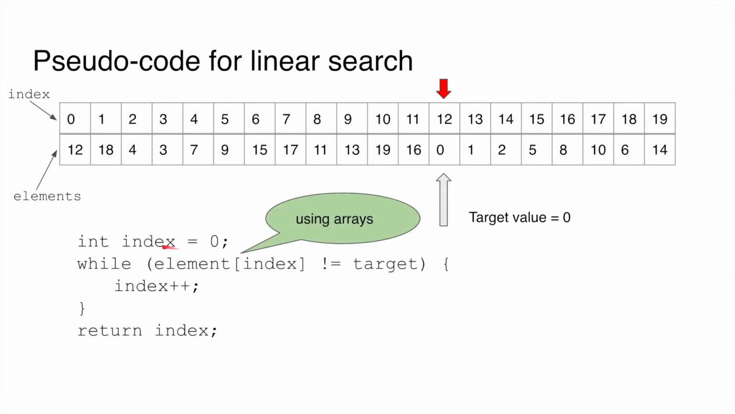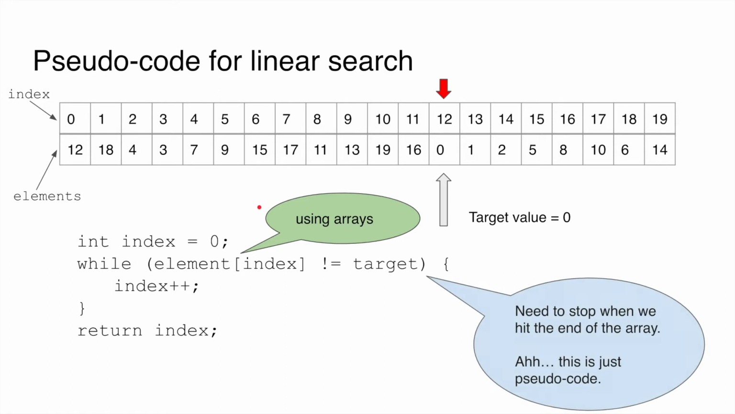So we would do a while loop. While the element at our index is not equal to the target, we increment our index. And then we go through. Nice, right? Okay, did you catch it? This has a bug. This would continue to go if our element doesn't exist in our array. So we'd have to add another condition to make sure that we don't extend beyond the bounds of our array. But this is just pseudocode, right? We don't need to worry about such silly things here.